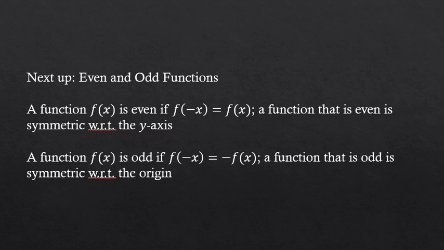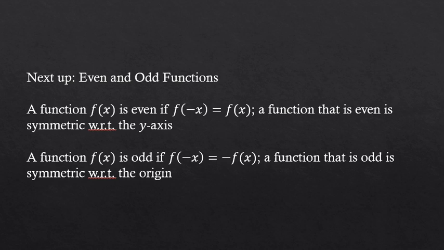A function f of x is odd if f of minus x is equal to minus f of x. So you take minus x, and have that take the place of any x's in your function f. If, after doing that calculation, you find that your resulting function is the negative of the function that you were given to start with, then you have a function that is odd. A function that is odd has symmetry with respect to the origin.